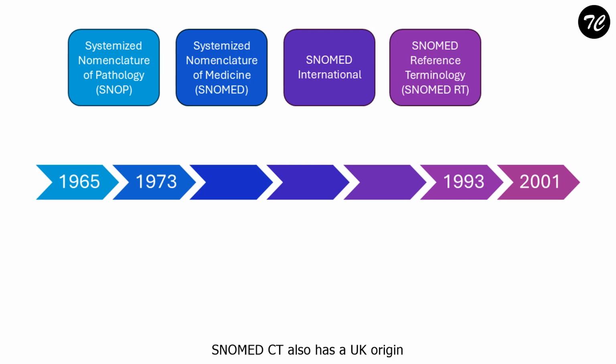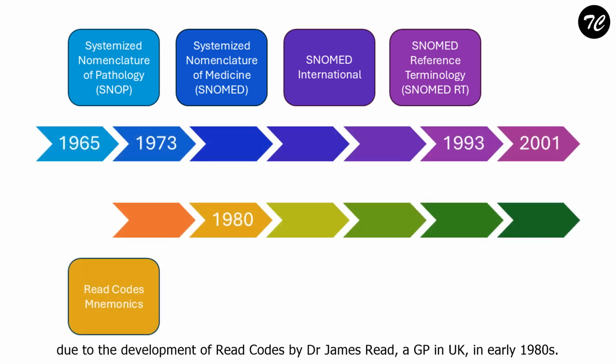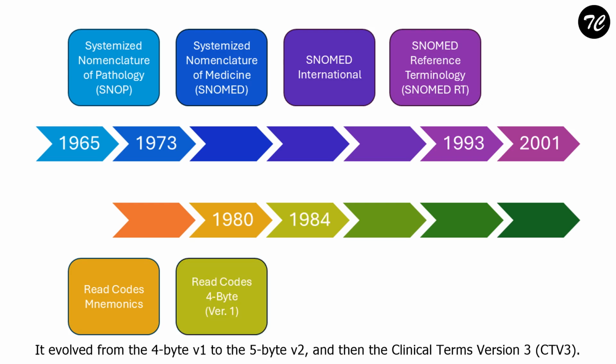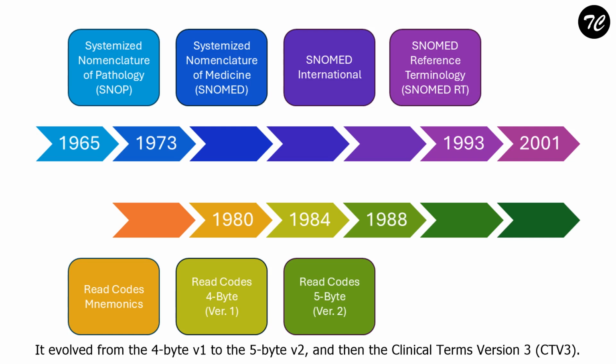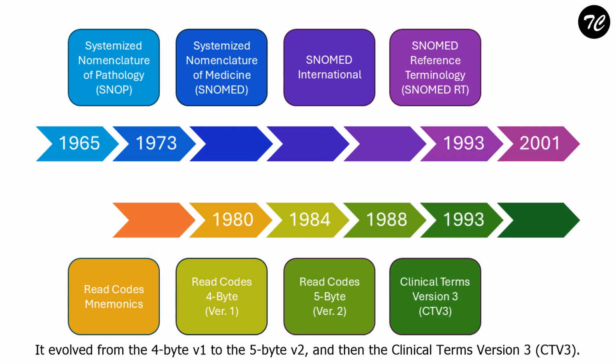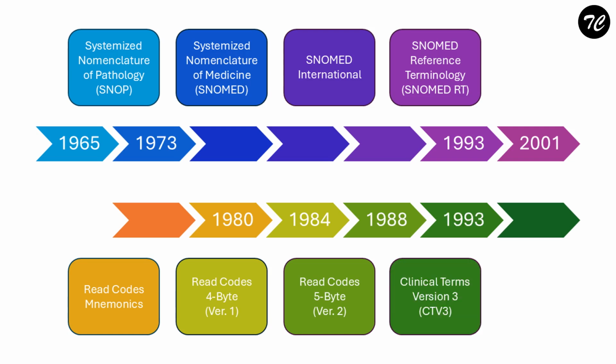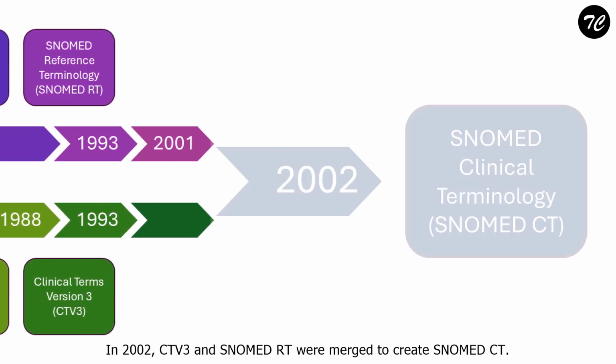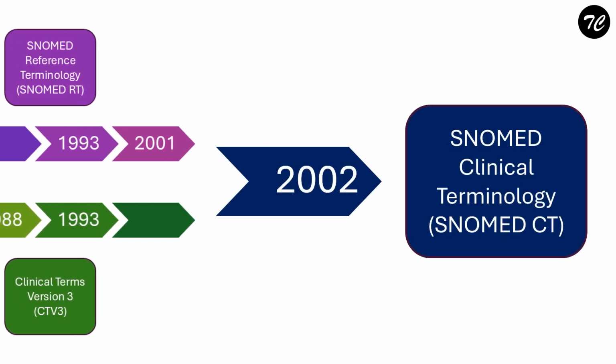SNOMED-CT also has a UK origin, due to the development of Read codes by Dr. James Read, a GP in the UK, in the early 1980s. Read codes have been used by the UK National Health Service, NHS, since 1985. It evolved from the 4-byte version 1 to the 5-byte version 2, and then the Clinical Terms version 3, CTV3. In 2002, CTV3 and SNOMED-RT were merged to create SNOMED-CT.